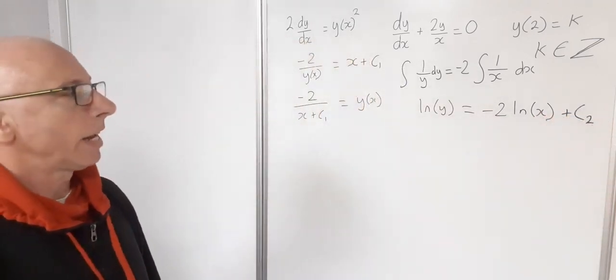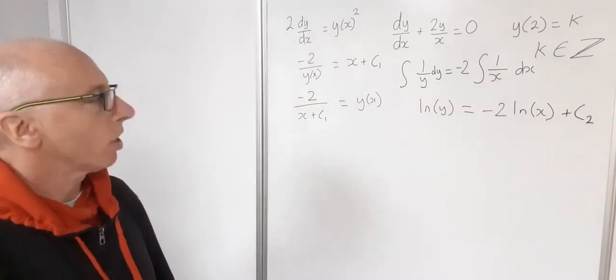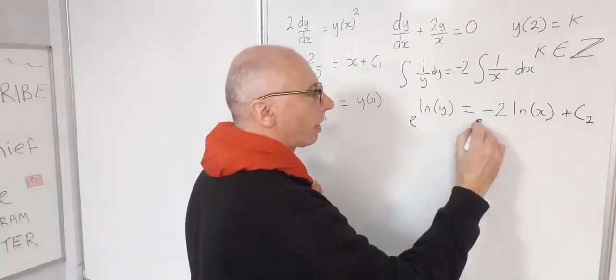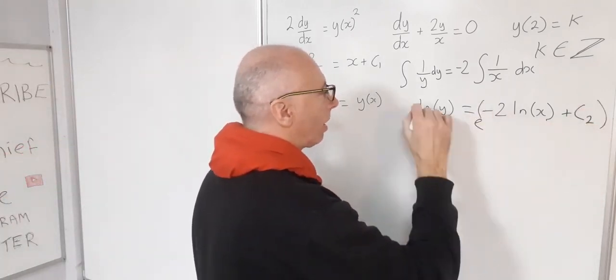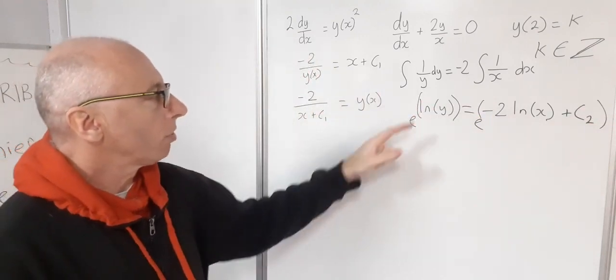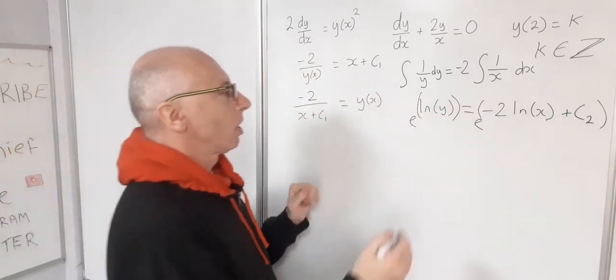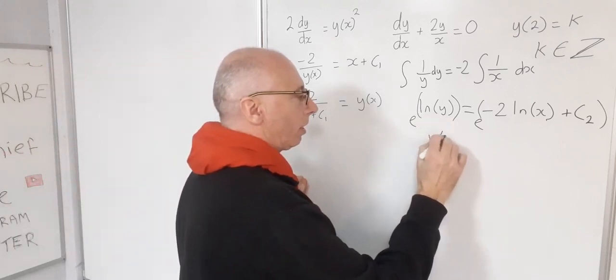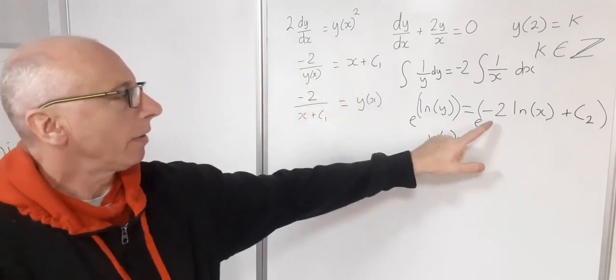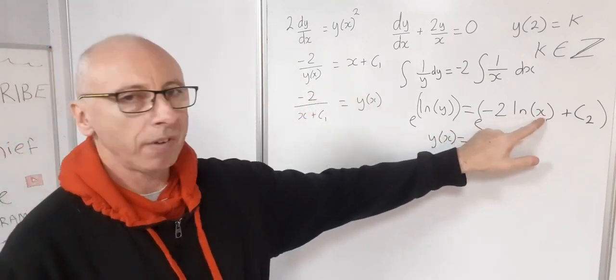Okay, so now we need to get y of x on its own. So now I need to do the exponential on each side just to try and cancel out my natural logarithms. So exponential and natural logarithm, inverse functions. So straight away my y, I can now put it in as my function. y of x equals, now, e to the -2 ln of x.